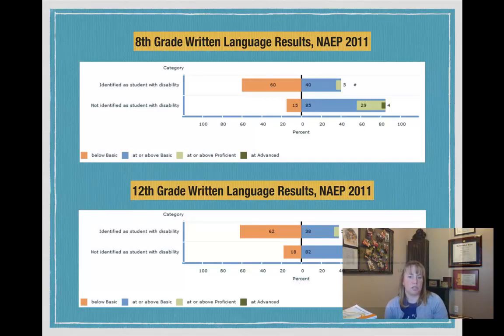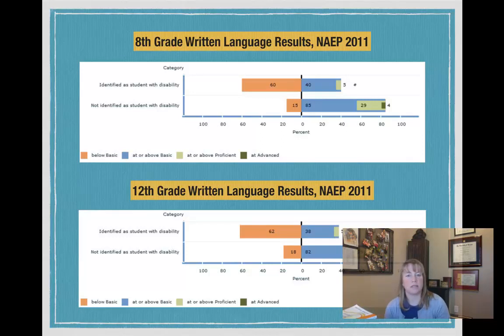So we have 38% of students with disabilities at or above the basic level at 12th grade compared to 40%. So not a very big change there. The same could be said really of those without disabilities. So you've got 82% at or above basic for students not identified as having a disability in the 12th grade compared to 85%. If anything, that below basic kind of grows in 12th grade. So the percentage of students at below basic is growing.